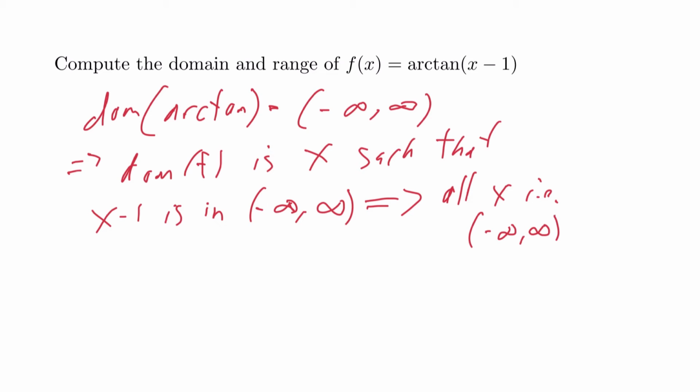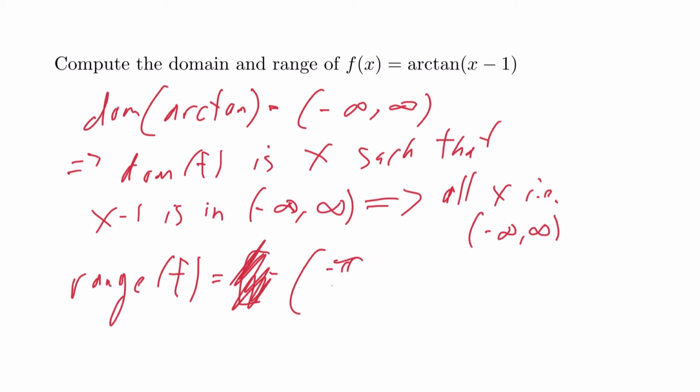The original domain was everything, and therefore when I apply this transformation just by shifting a little bit, the domain is still everything. Everything is permitted here. And then the range will be the same because I haven't done anything outside of arctan. So the range is still open parentheses minus pi over 2 to pi over 2. Okay? So in this case, the transformation we applied did very little to the domain and range. In fact, nothing at all.